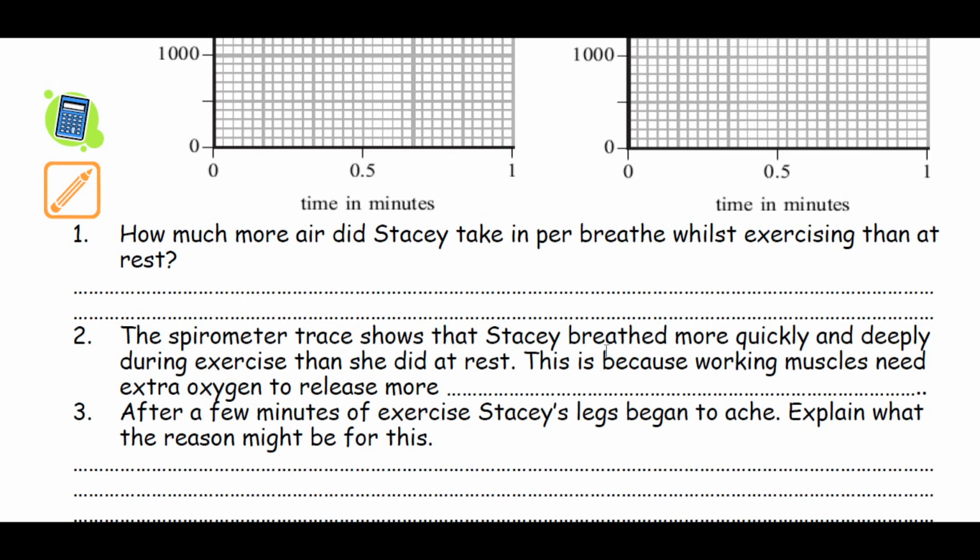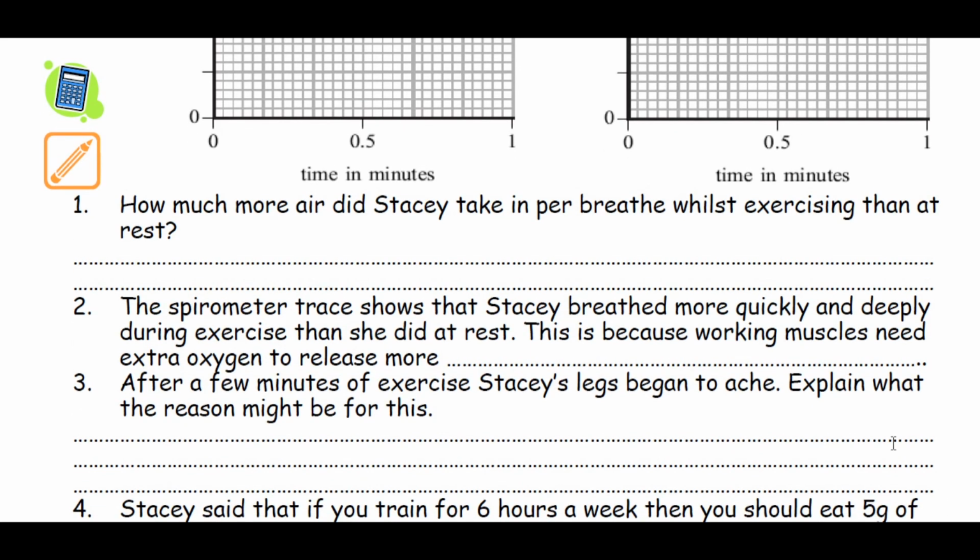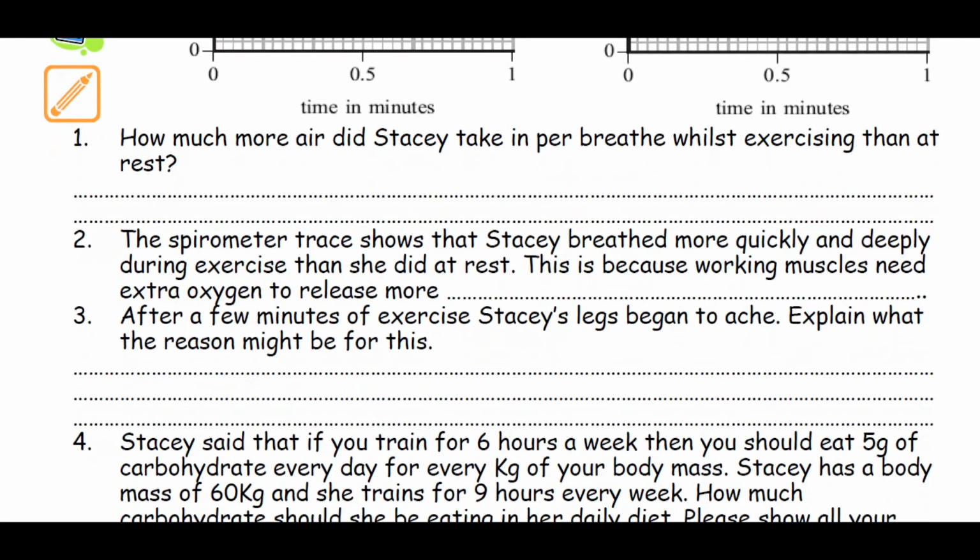The spirometer trace shows that Stacey breathed more quickly and deeply during exercise than she did at rest. This is because the working muscles need extra oxygen to release more energy by respiration. After a few minutes of exercise, Stacey's legs began to ache. Explain what the reason for this might be. So you should be starting to link that up with the fact that perhaps some of her muscle cells are starting to carry out anaerobic respiration. As they're respiring anaerobically, they're going to be releasing lactic acid, and that's what causes the ache.